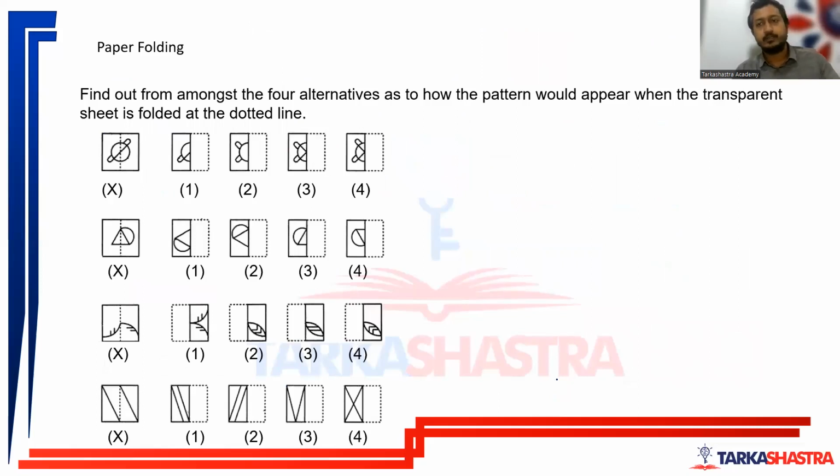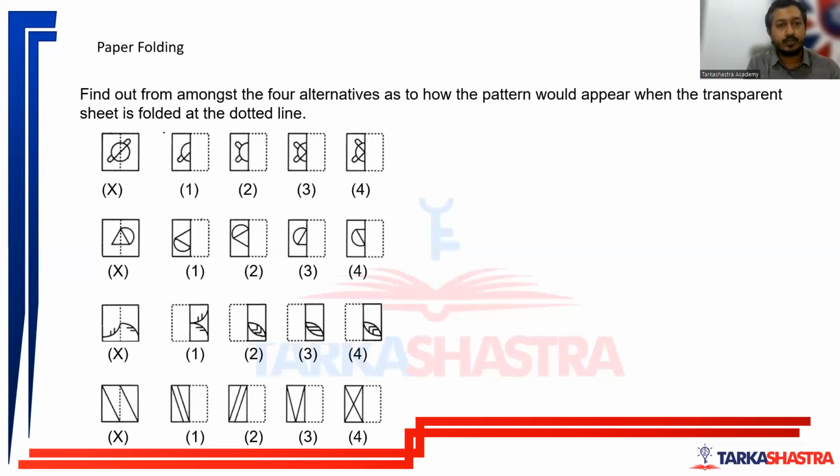Paper folding again, a new type of non-verbal reasoning question or abstract reasoning question, but it was not asked last year. So this is going to be new, but we don't want you to get surprised. So let's also see how paper folding works. Find out amongst the four alternatives how the pattern would appear when the transparent sheet is folded at the dotted line.